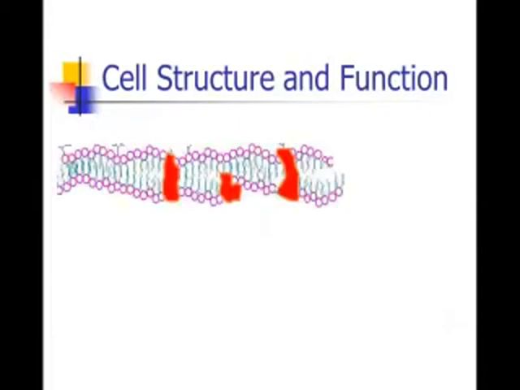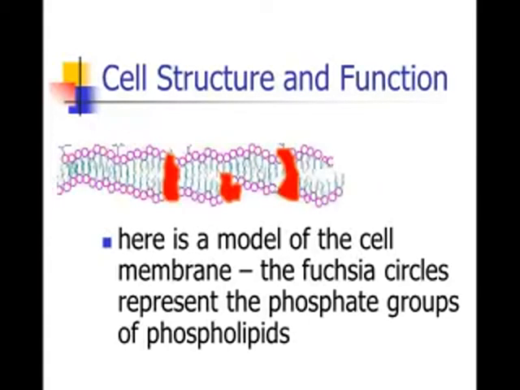Okay. So here we have a model of a cell membrane. The fuchsia circles here on this side and on this side are the phosphate groups. Those are the hydrophilic. And then the little tails going toward the middle of the membrane are the hydrophobic groups. Those are the lipid materials that are part of this bilayer. And then these red things represent proteins that are extending, in some cases, all the way through the membrane, here and here only part way through.